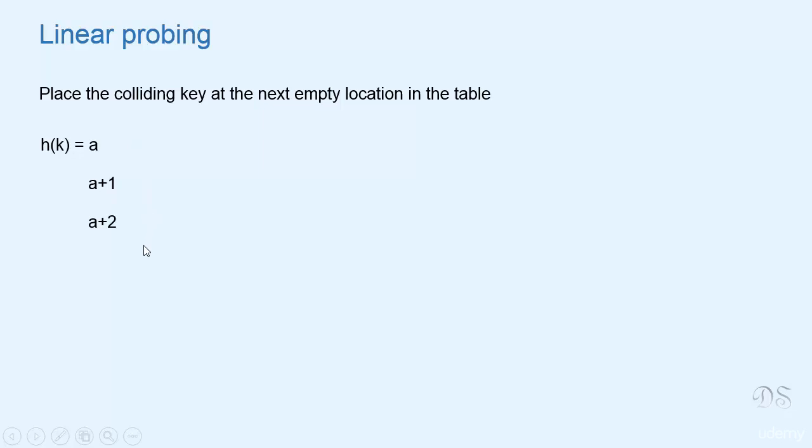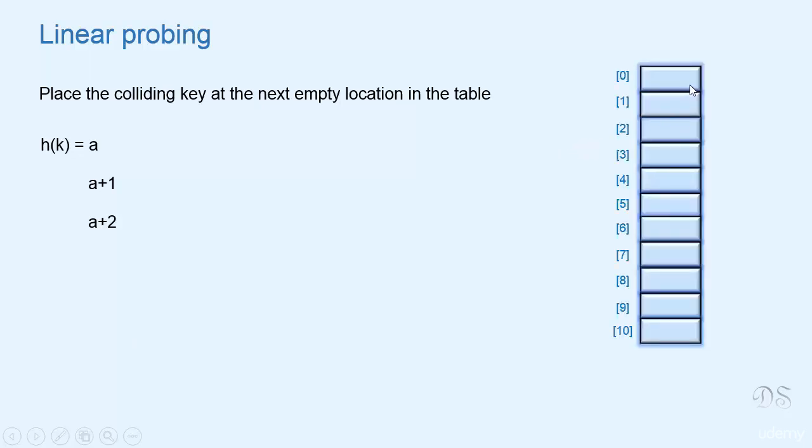So we keep on trying successive locations till we find an empty location where the key can be placed. And in this process, if we reach the last position of the array, then we can resume our probe from the 0th position.